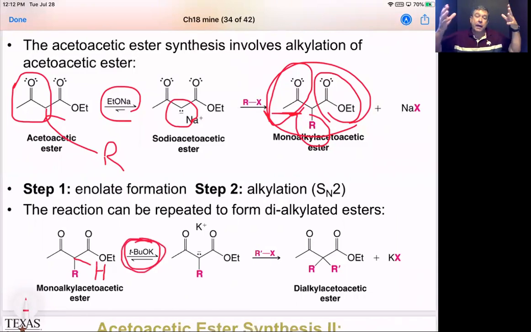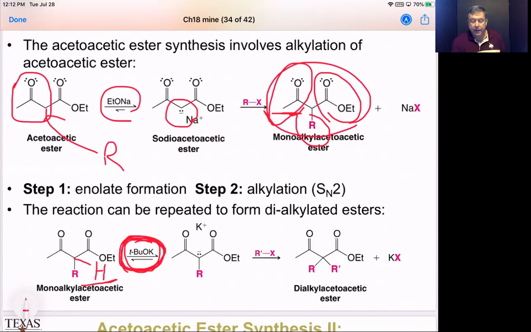Just like in the malonic acid ester, the first one comes off very easily with just a nice base like sodium ethoxide or sodium methoxide. But the next one here, because of sterics, we have to use a slightly stronger base that's less nucleophilic. So most of the time in that second step to remove that last hydrogen, we have to use the t-butoxide to get to that salt.